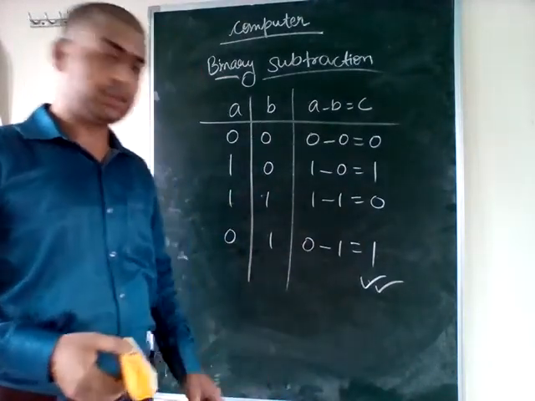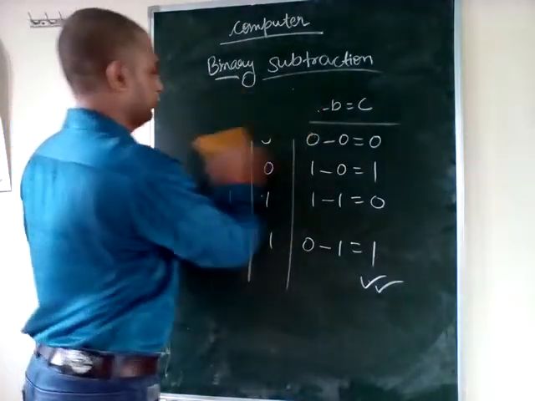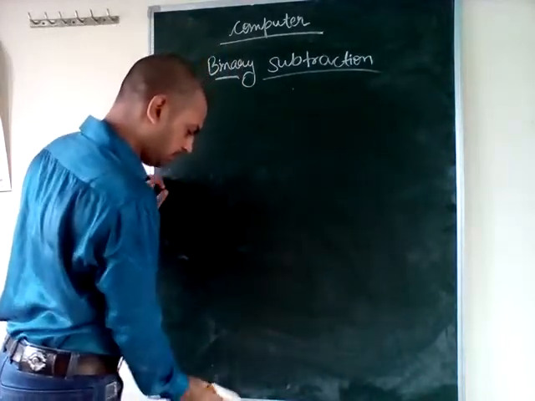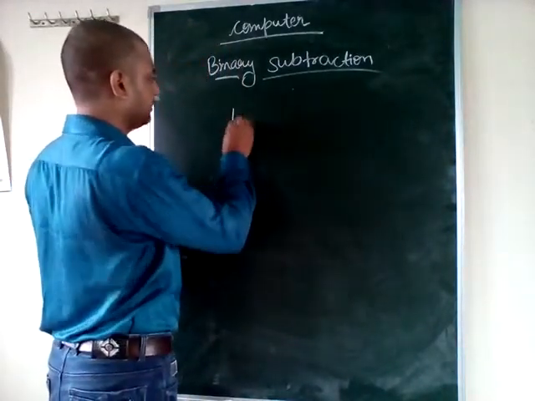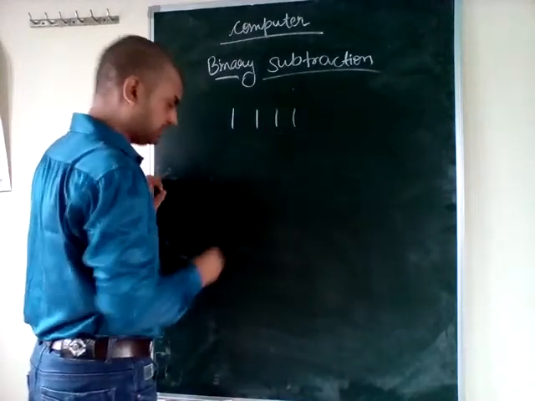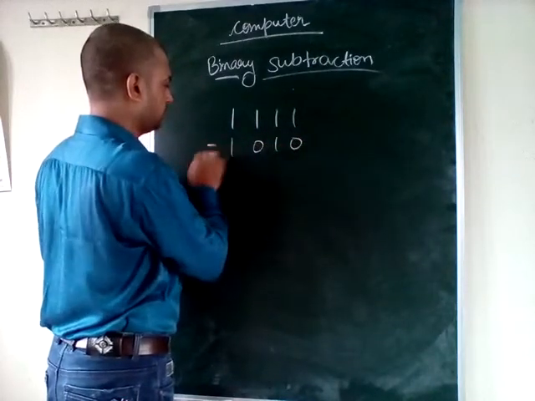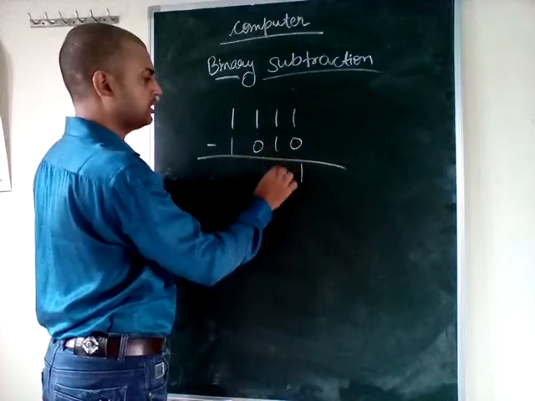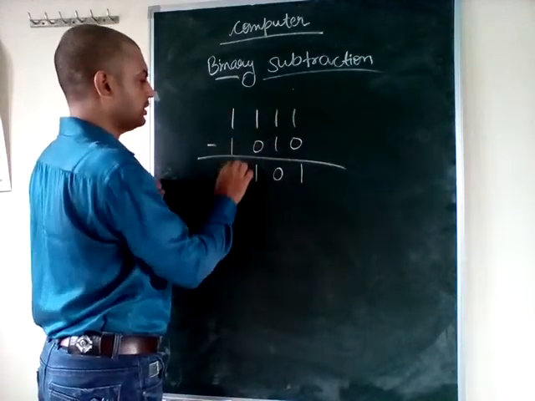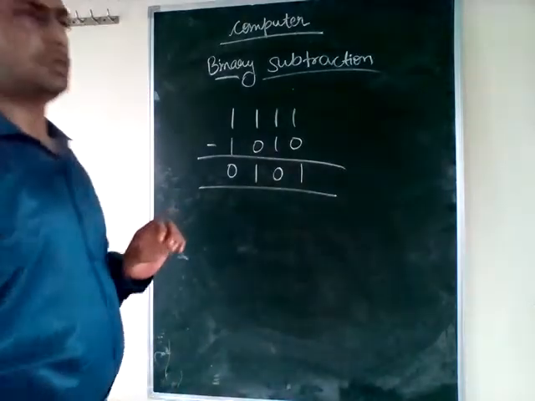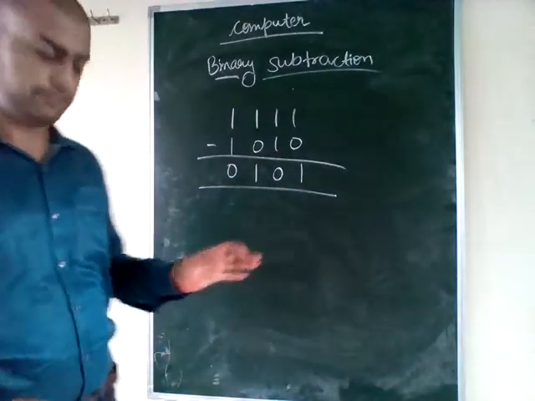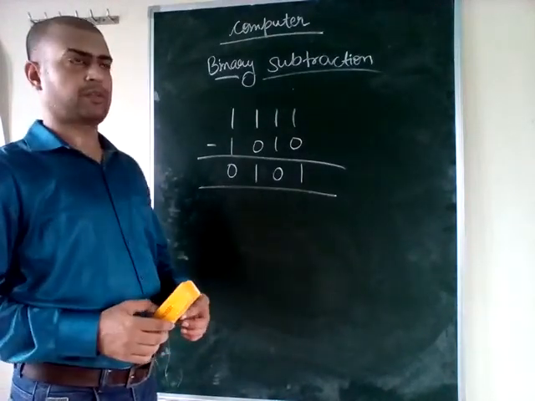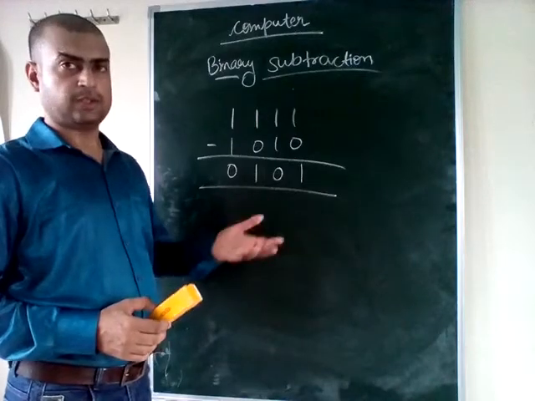Now a few questions over this. Now the first question, 1111 minus 1010. 1 minus 0, 1; 1 minus 1, 0; 1 minus 0, 1; 1 minus 1, 0. So first, this is the answer of this question. After writing this, note down the second question.